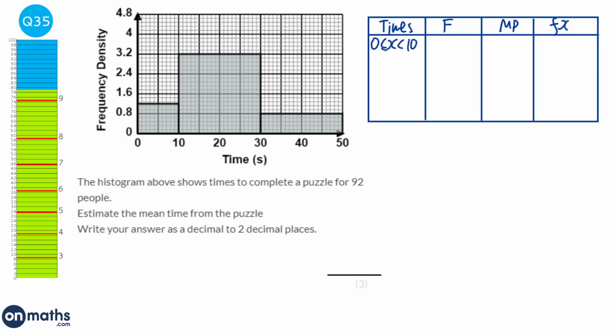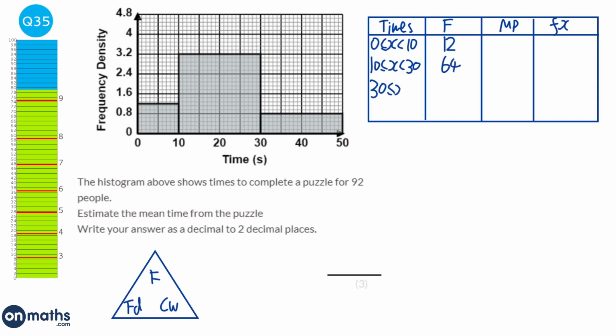And to find the frequency, I might as well just show this. The frequency density is proportional to the frequency over class width. The class width here is 10, and the frequency density is 1.2. So 10 times 1.2 will be 12. And then the next group is up to 30, so we're doing 20 times 3.2, which will be 64. And then the final one will be 30 to 50. So again, we're doing 20 times 0.8, which will be 16.